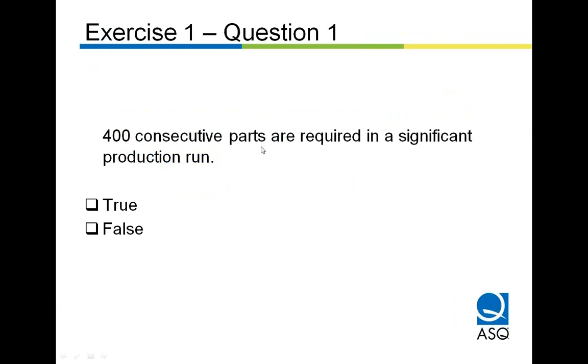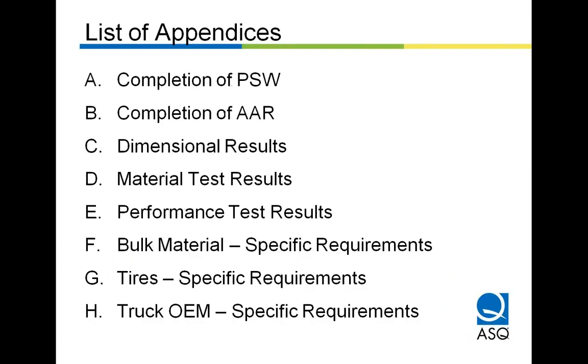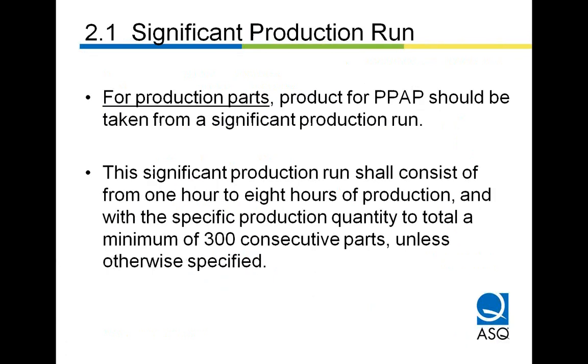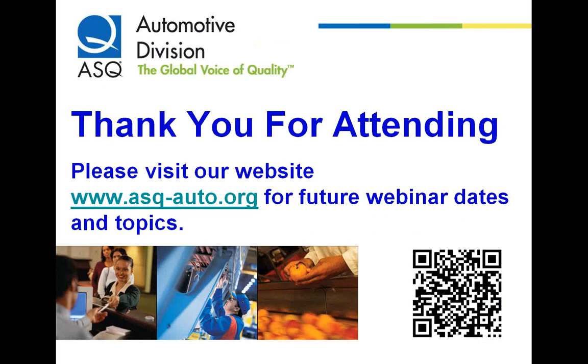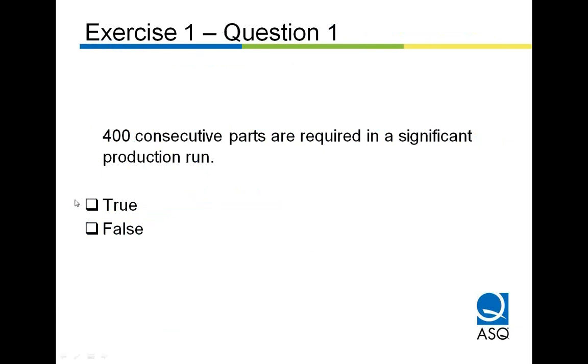Okay, the question was 400 consecutive parts are required for a significant production run, and the answer is false. That came from this slide on the significant production run that requires a minimum of 300 consecutive parts. If the question on page 30 would have said 300, then this would have been true. Okay.